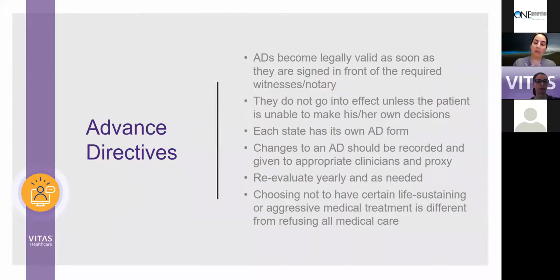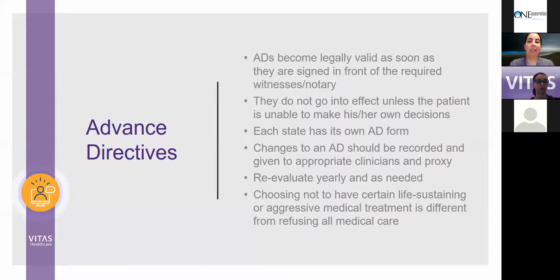I personally have a favorite that I use that comes from Stanford because there are a lot of different ways that they can write out an advance directive, but the one that they use in Stanford is actually made for an elementary school reading level. And that's very important, to make sure that whatever form you have is something that's very easily interpreted by whoever is reviewing it and ultimately completing it. Changes to an advance directive should be recorded and given to the appropriate clinicians as well as the proxy. These need to be reevaluated yearly as well as needed.